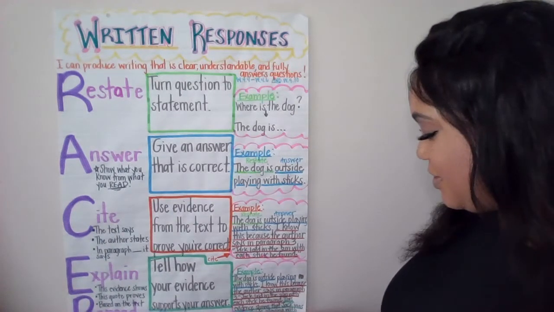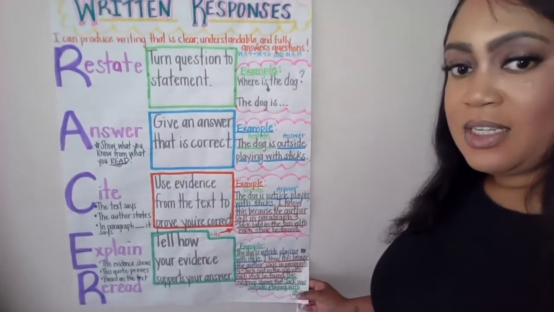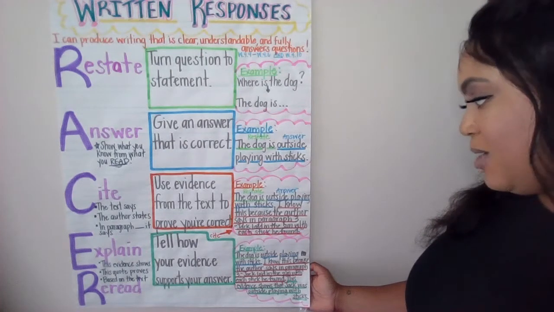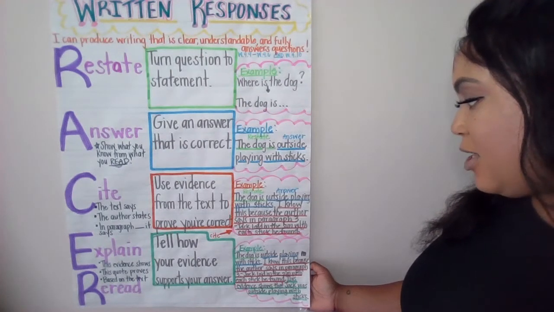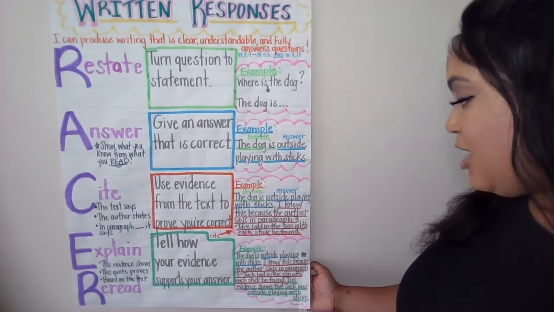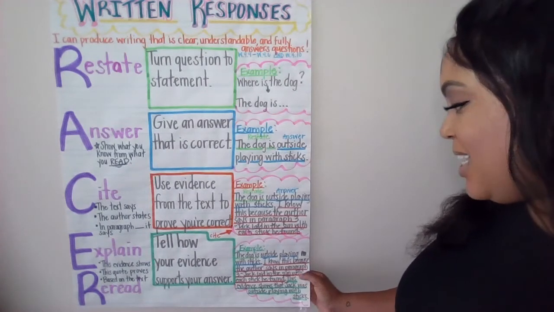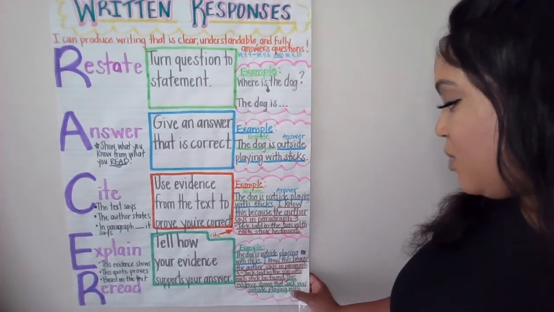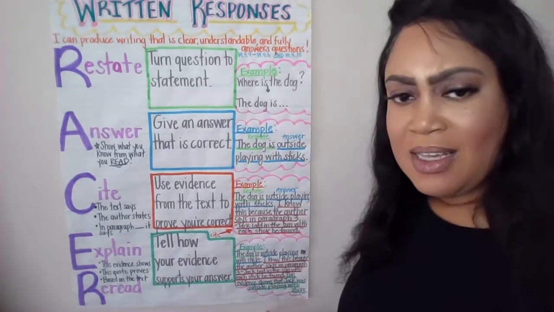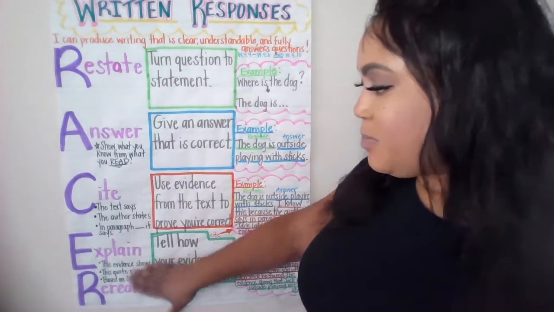Now, I know this is difficult for you to see, so I'm going to pull my screen down just a little bit. Okay. The dog is outside playing with sticks. I know this because the author says in paragraph 3, quote, Jack laid in the sun with each stick he found. There should be an end quote there. I got a little typo myself. This evidence shows that Jack was outside playing with sticks. And that's as simple as that. Okay? So we got restate, answer, cite, explain.